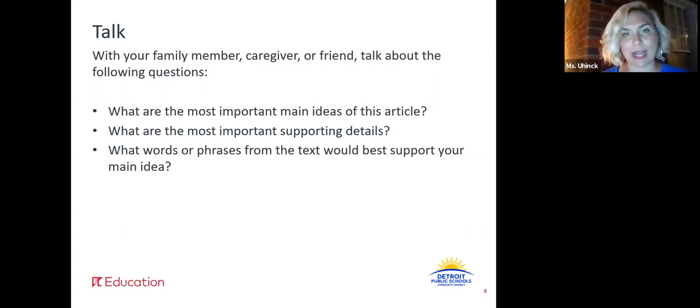What are the most important ideas that you can get from this article? And what are the most important supporting details?